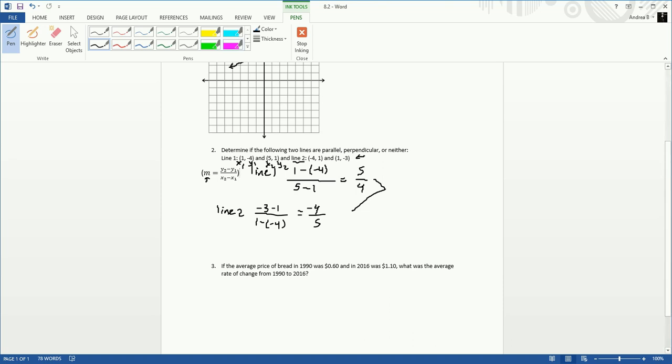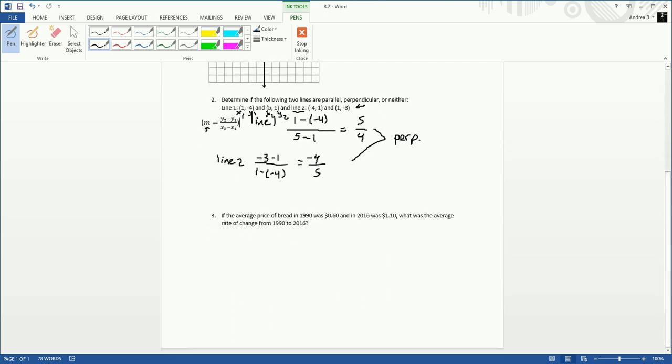For perpendicular, they have to be opposite signs, which they are. One's positive, one is negative, and reciprocals, which they are. They are a flipped version of each other. So in this case, it is perpendicular. So we will abbreviate that here as P for perpendicular. If it meets neither one of those criteria, then the case would be neither. So make sure to check the parallel and perpendicular first. If it's not one of those, then it'll be neither.